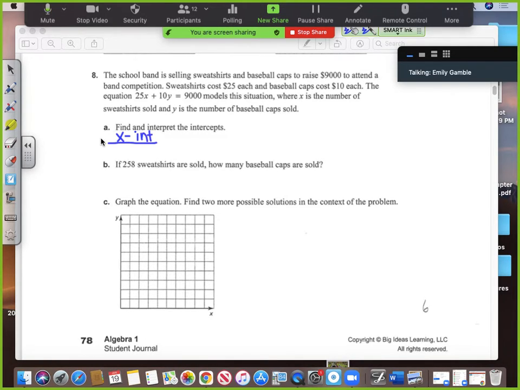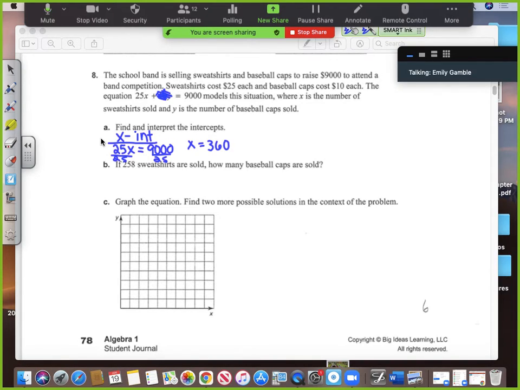So the x-intercept. We're going to take the equation up here, 25x plus 10y equals 9,000, and when you're finding the x-intercept, you completely cross off the y number. So then you solve the equation 25x equals 9,000. These numbers are way bigger than the last ones we were working with, so you're going to want to use your calculator. You divide by 25, and 9,000 divided by 25 is 360. All right, so we'll just write that and then we'll interpret next.